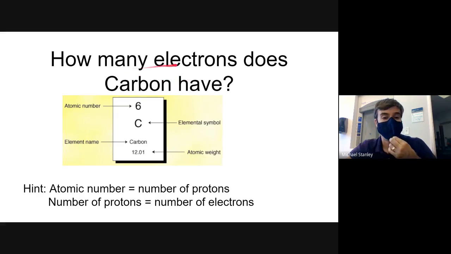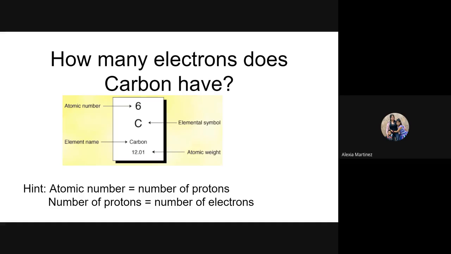All right, very good. Let me also ask you guys to get a little bit more practice in with this. If carbon has an atomic number of 6, which means it has 6 protons and 6 electrons, how many neutrons does carbon have? Ooh, Alexia says 6. Alexia, how did you know that carbon has 6 neutrons? I subtracted the atomic mass from the number of protons.